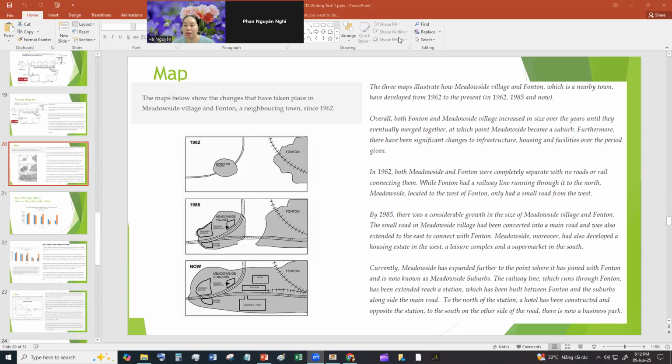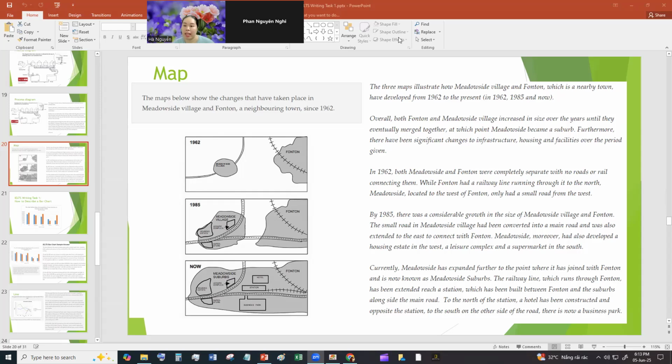Now, what does the second sentence do? The second sentence goes deep into the details. And what three areas of change are mentioned? The size, the facilities, and I think it's become a suburb.